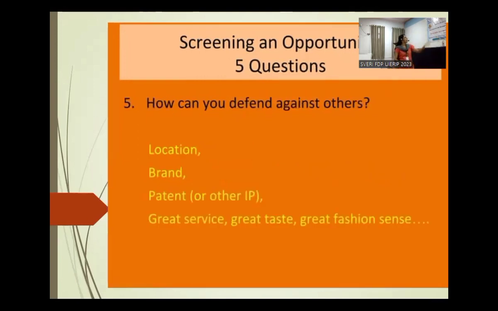Next: how can you defend against others? Through location, brand, patent, great service, great taste, great fashion sense, etc. That brings us to your last question: how to sort out or screen the ideas.